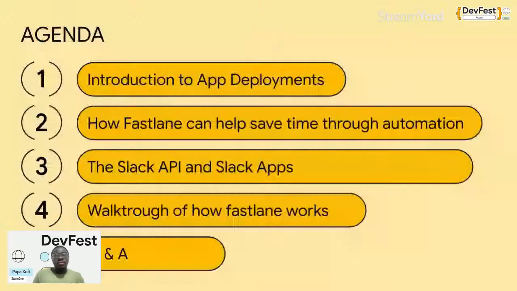So the agenda for tonight is introduction to app deployment, and how Fastlane can help save time. When we get there, I'll talk about what Fastlane is, the Slack API and Slack apps, how you can use Slack to notify your team members as well, and a walkthrough of how Fastlane works. Then, if there's time, we talk about questions and answers.